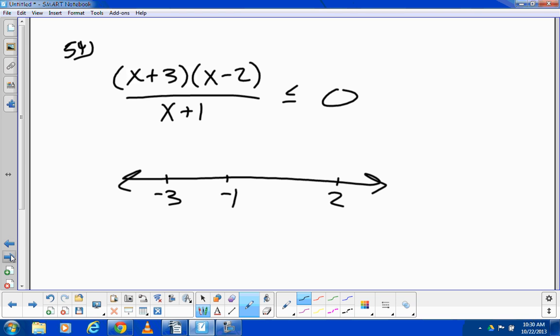So what's a number I can check my first interval with? Yeah, -4. So let's put in -4. If I put in -4, is that one going to be positive or negative?